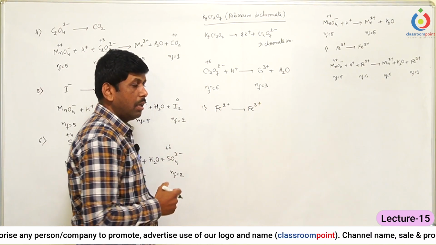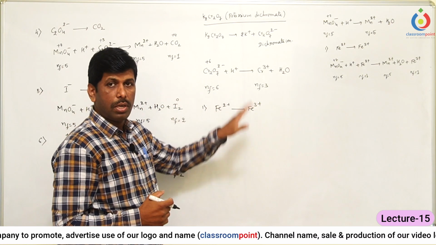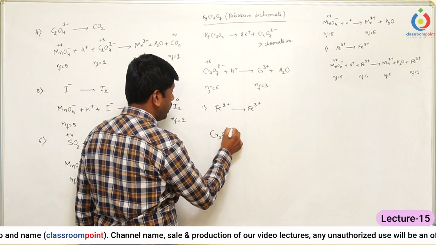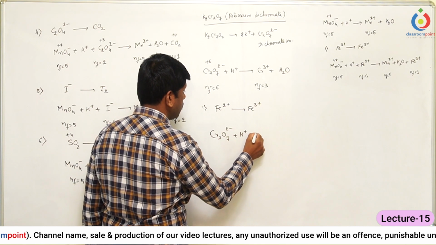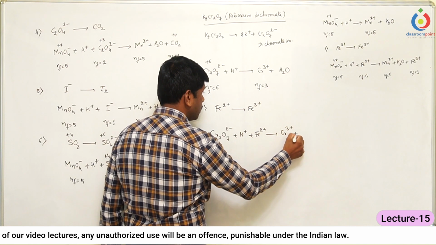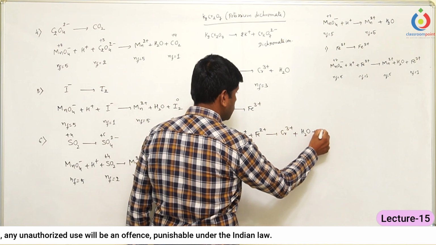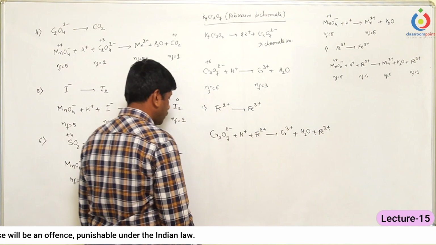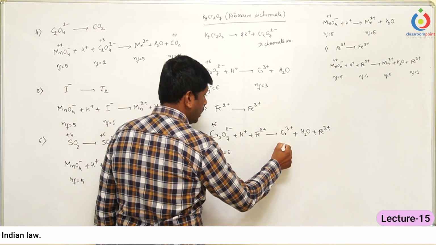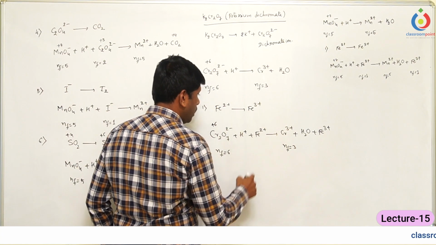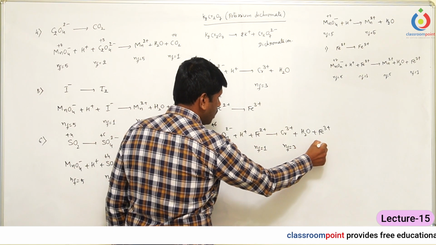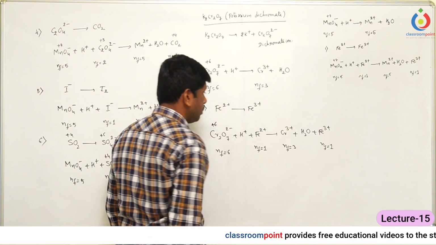As I said earlier, always write the reactant on the reactant side and products on the product side. So you will get Cr2O7 2- plus H+ plus Fe2+ giving Cr3+ plus H2O plus Fe3+. So its n factor value is equal to 6, and here n factor value is equal to 3, and from here to here difference value is 1, so n factor equals 1. Here also n factor value is equal to 1.